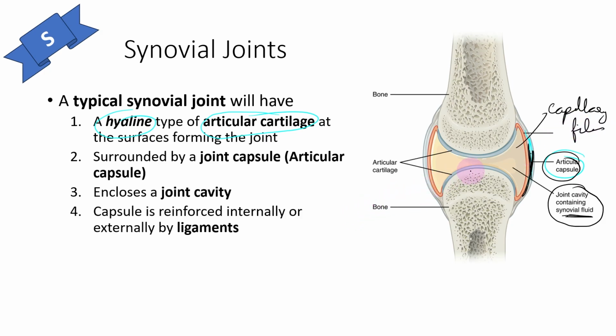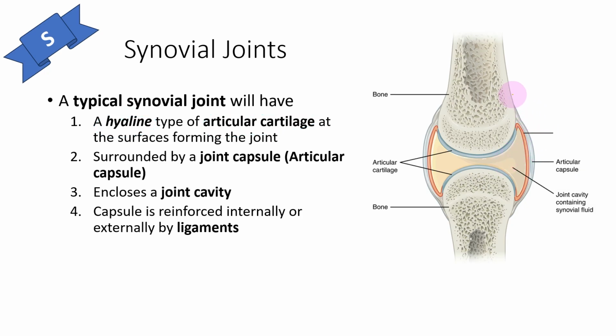Now the next is that the capsule is reinforced outside or inside by ligaments. That is also very important. You can have ligaments outside. They are called extracapsular or extra-articular ligaments, and sometimes you can have ligaments inside, and these are called intra-articular ligaments or intracapsular ligaments. Both of these are important. For example, in the knee joint, you have very important cruciate ligaments that are located inside the capsule, and the collateral ligaments, the tibial collateral and the fibular collateral ligaments, are located outside the capsule. Both these locations are very important.